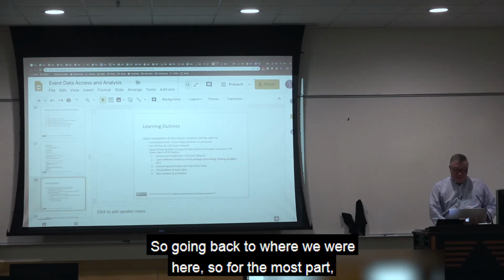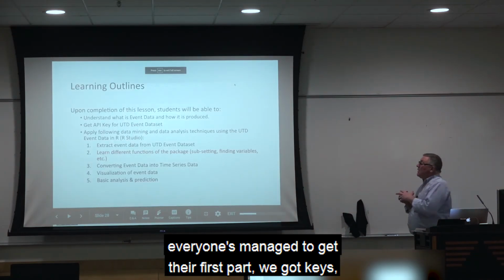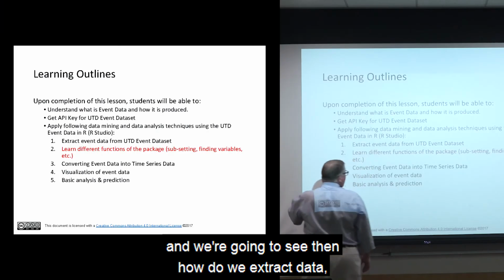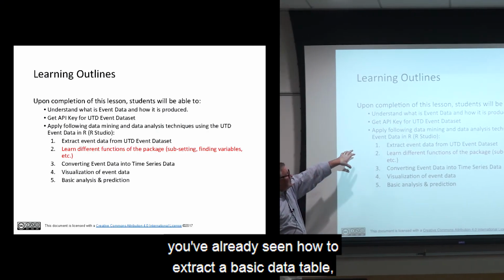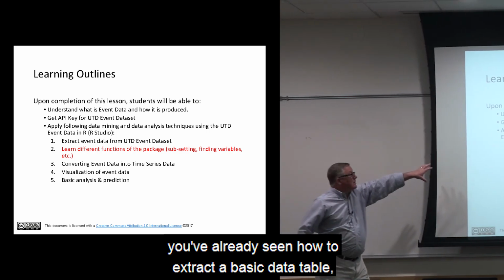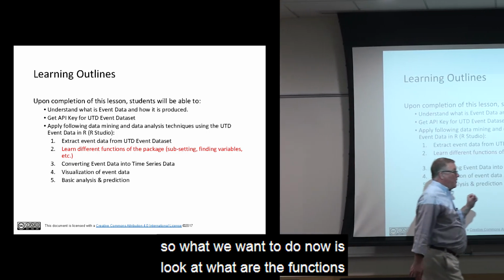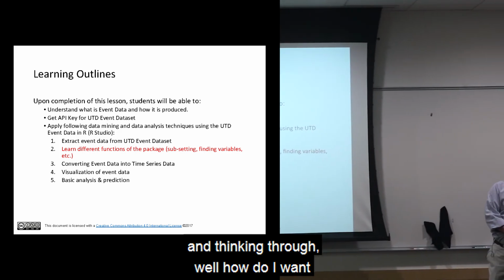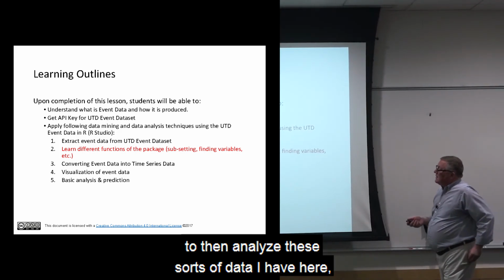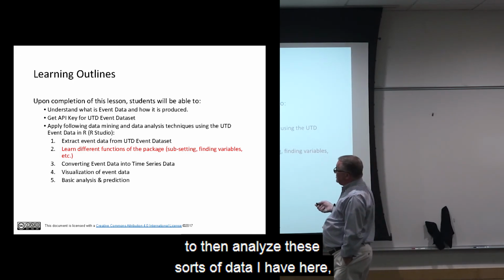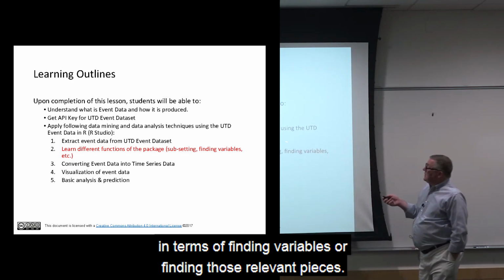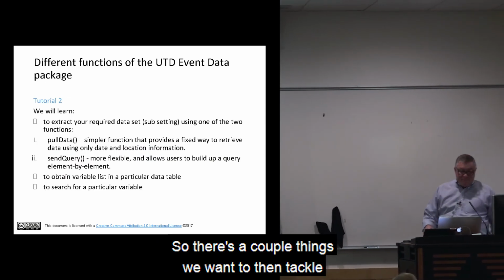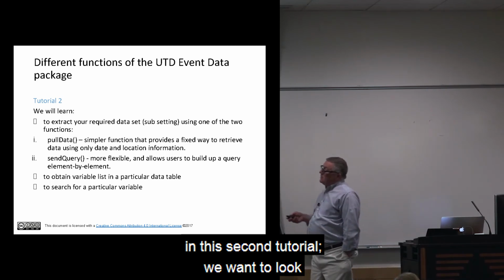So going back to where we were here. For the most part, everybody's managed to get their first part. We got keys. And we're going to see how we extract data. You've already seen how to extract the basic data table. So what we want to do now is look at the functions in the package for subsetting and analyzing this, and think through how I want to analyze the data I have here in terms of finding variables or finding those relevant pieces.